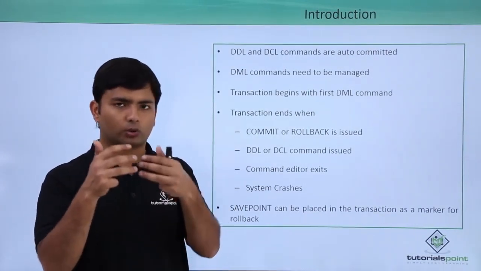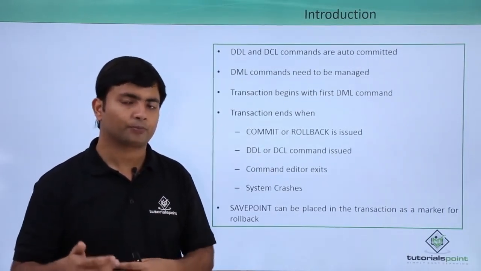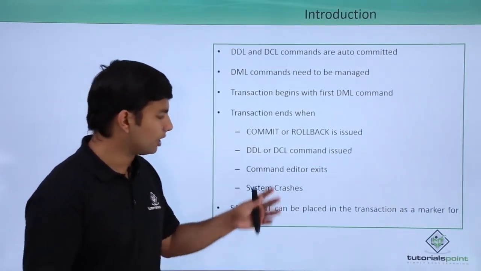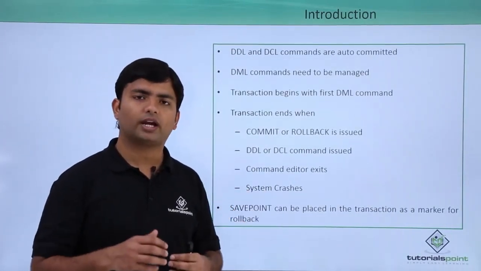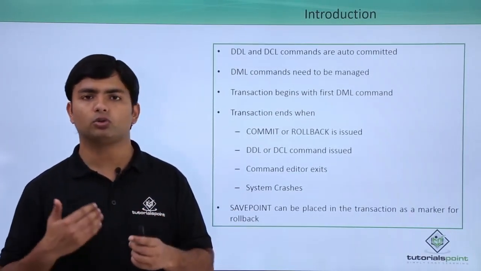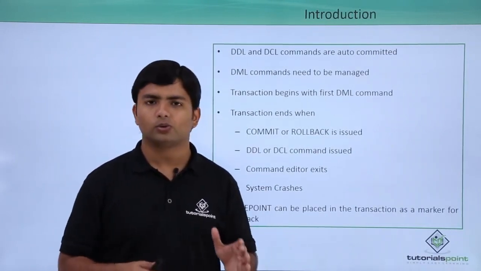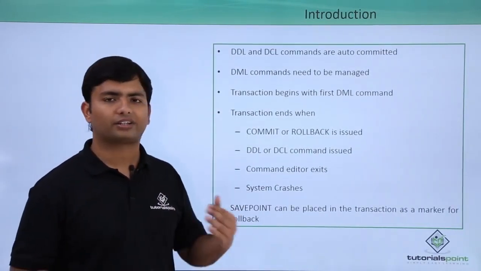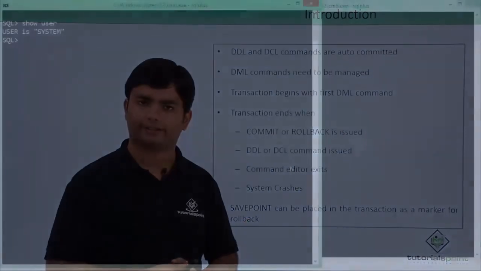But if I do a rollback, all the uncommitted and pending transactions will be rolled back. So in order to add the marker, you can use the SAVEPOINT keyword, so that at a particular level you can choose up to what level you want to roll it back. So let's see practically how to start working with transactions using commit and rollback.